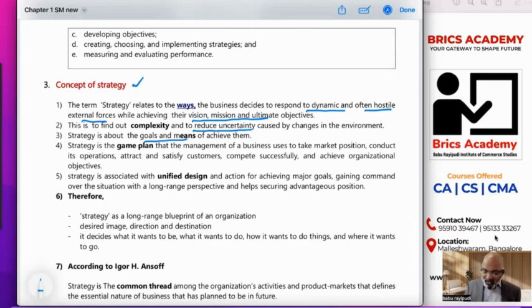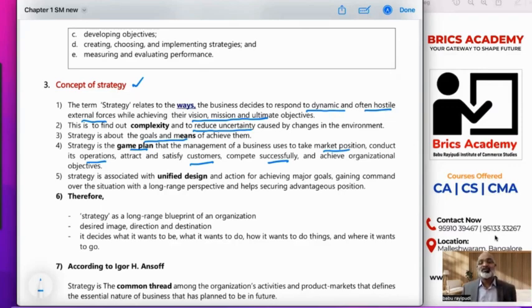Then it is a game plan. Game plan in the sense, a bunch of actions. It's a game plan to increase your market position, to conduct operations, to attract customers, to compete successfully. I repeat, it's a game plan. One game could be for competing successfully. One game could be for conducting operations successfully. One game could be attracting customers and retaining customers. Strategy is a game plan.